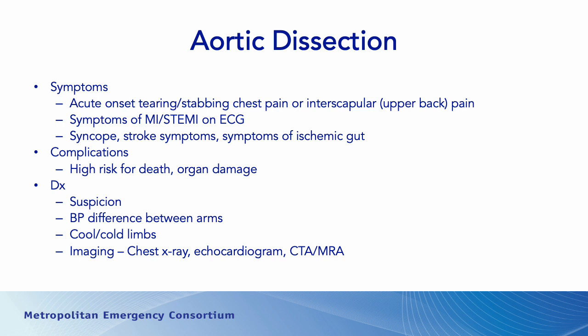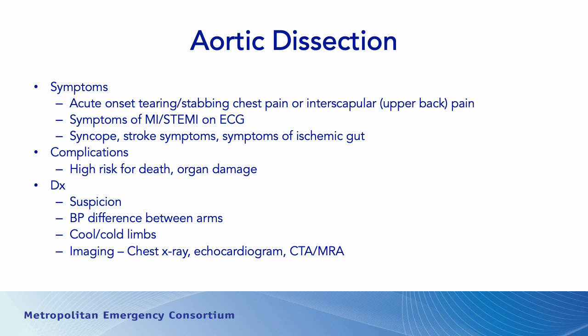And if it's severe enough, this dissection goes all the way down the aorta. It can occlude the blood vessels that go to the gut, and you can have symptoms of ischemic gut like abdominal pain or bloody diarrhea, things like that. The complications: it's a high-risk condition, aortic dissection. Untreated, it has a high risk for death and organ damage. Which organs are damaged depends on where the dissection is.